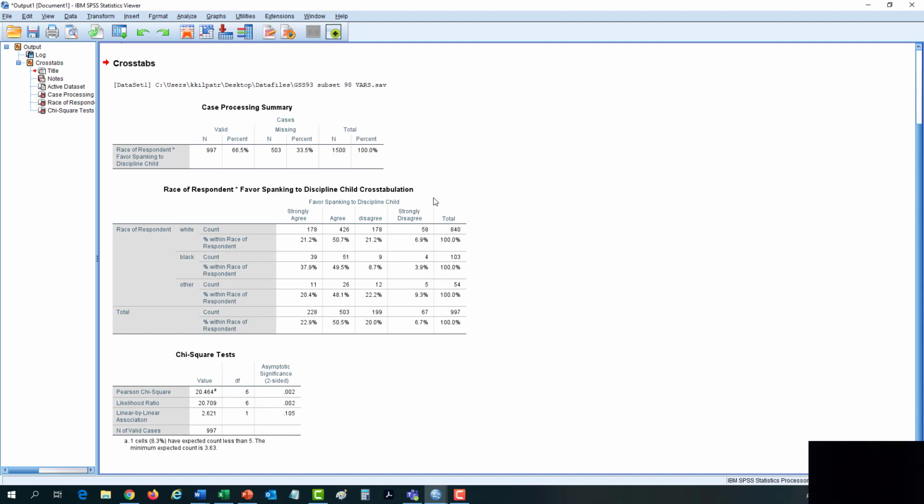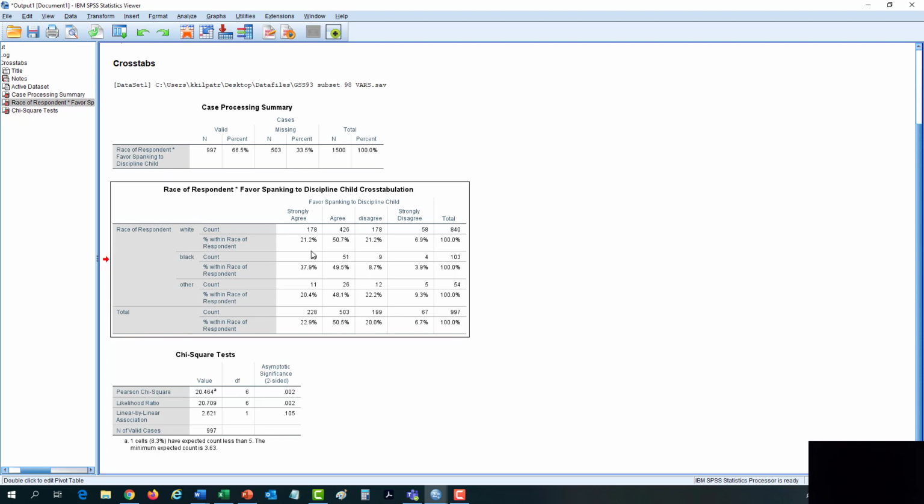And what a crosstab does is it produces 3 tables. This table at the top, the case processing summary, is completely useless. So just ignore it. What you want is the cross tabulation table and the chi-square test table.